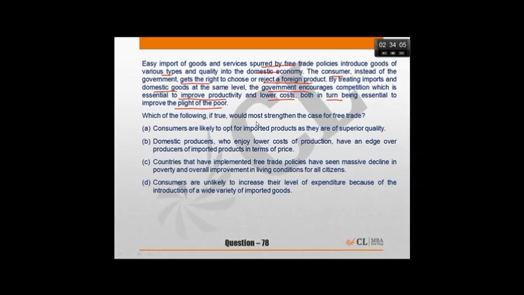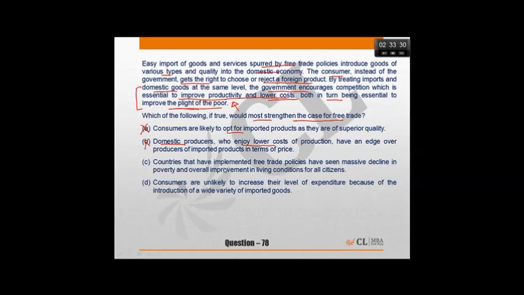Which of the following would strengthen the case for free trade? Anything which gives me supporting data for improving productivity, improving the plight of the poor, or lowering costs would be the answer. Choice A, consumers are likely to opt for imported products because they are of superior quality. Incorrect. Choice B, domestic producers who enjoy lower cost of production have an edge over other producers. Again, this is not connected to strengthening the case of free trade. For strengthening the case for free trade, I need some data which supports this part.